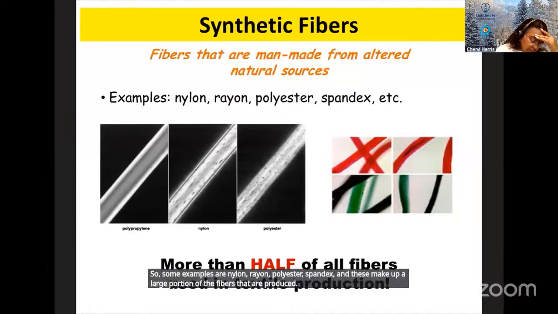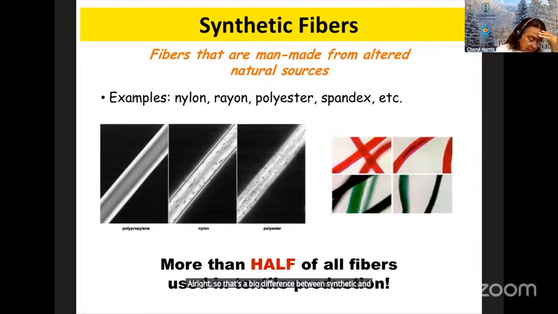If you look at the pictures here, you can see how these are different from the natural fibers. They look perfect, because these were man-made. Natural fibers are coming from plants or animals, so they don't look as perfect under the microscope. These have this perfect structure to them. That's a big difference between synthetic and natural fibers under the microscope.